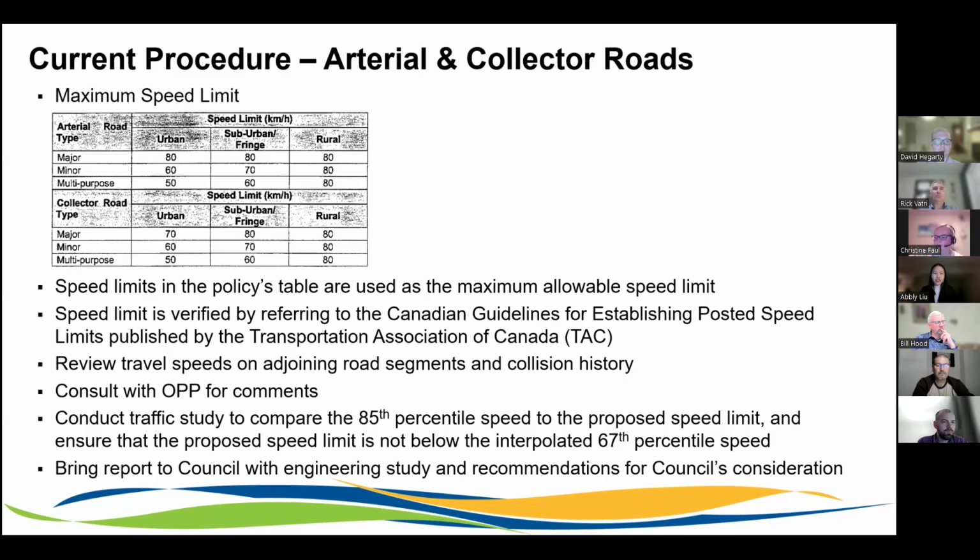Then we conduct a traffic study to determine whether the 85th percentile speed is close to the proposed speed limit, and we use interpolation to calculate the 67th percentile speed to ensure the proposed speed limit is not below this value. In a few rare cases, the 67th percentile speeds were above the posted speed limit of 80 kilometers per hour on some rural roads, so we kept the posted speed limit at 80 kilometers per hour, even though that was below the 67th percentile speed.